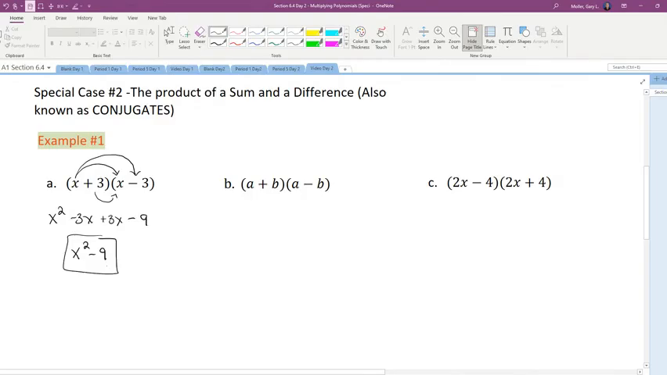I'm going to do part B. A times A is A squared, A times -B is -AB, B times A is positive AB, B times -B is -B squared. Negative AB and positive AB cancel out. I'm left with A squared minus B squared.